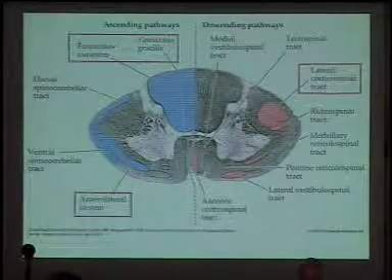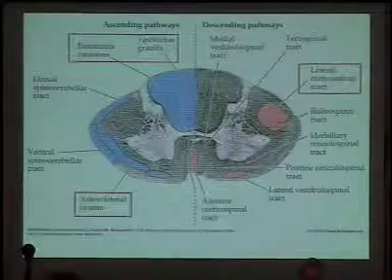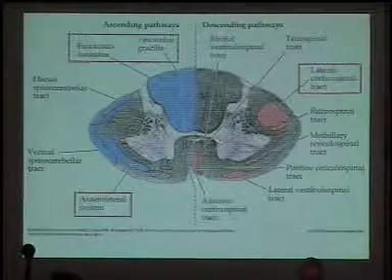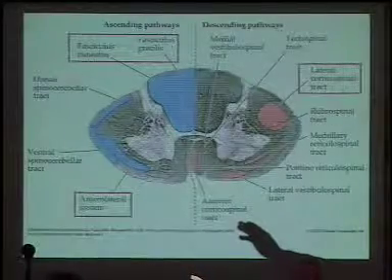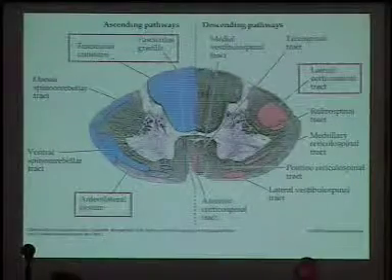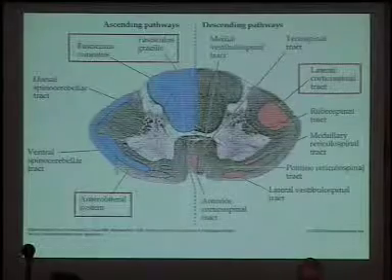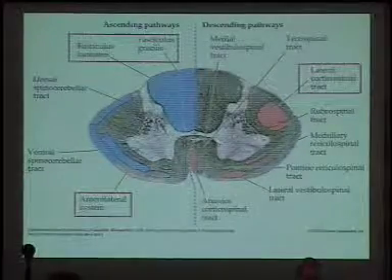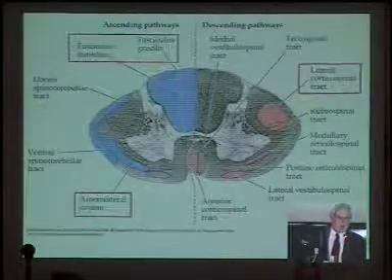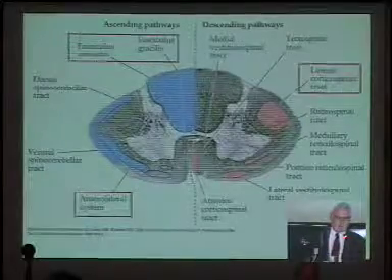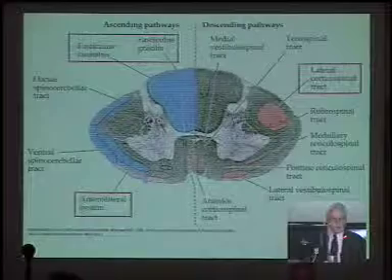So they cross over. So the fibers that are carried in this part of the cord are from the contralateral body. Okay, so damage on this side of the spinal cord will give an ipsilateral deficit in touch and proprioception, a contralateral deficit in pain and temperature.